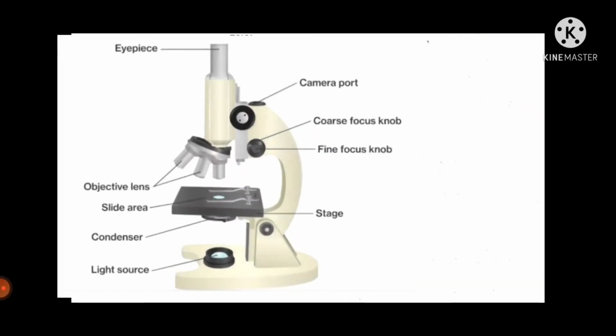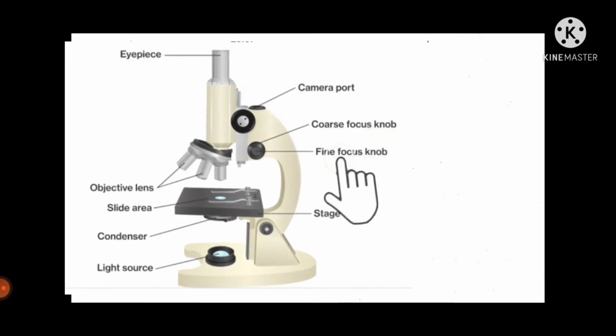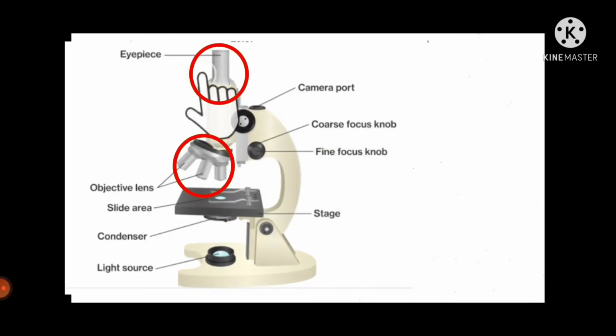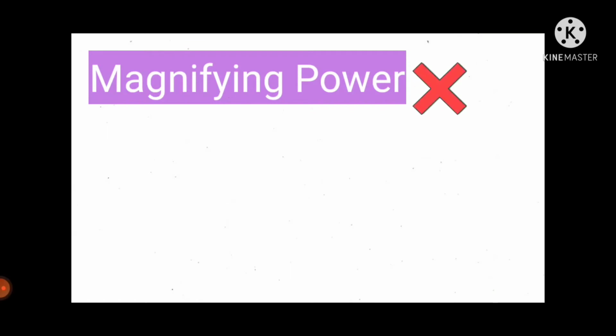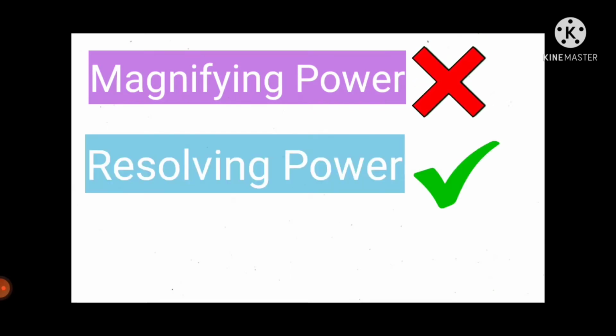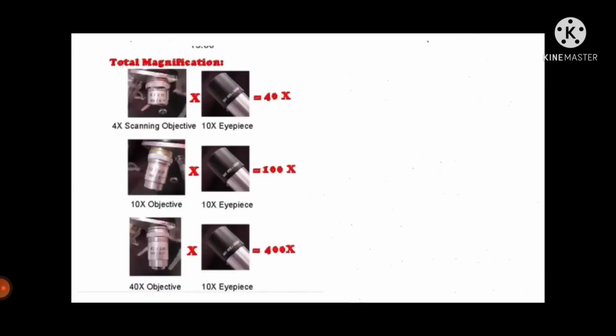The modern microscopes, on the other hand, have two lenses, the objective and the eyepiece, in a series to view an object. These are known as compound microscopes. With the help of a compound microscope, one can view objects at very high magnification. However, the important property of a light microscope is not its magnifying power, but its resolving power. Let us now explain the terms magnifying power and resolving power.